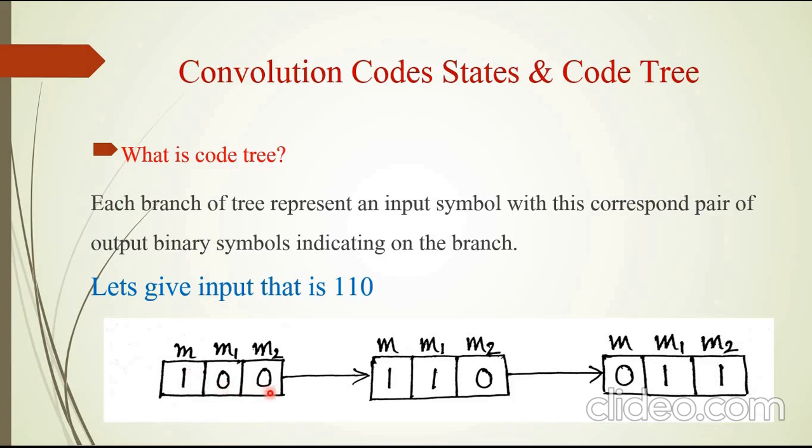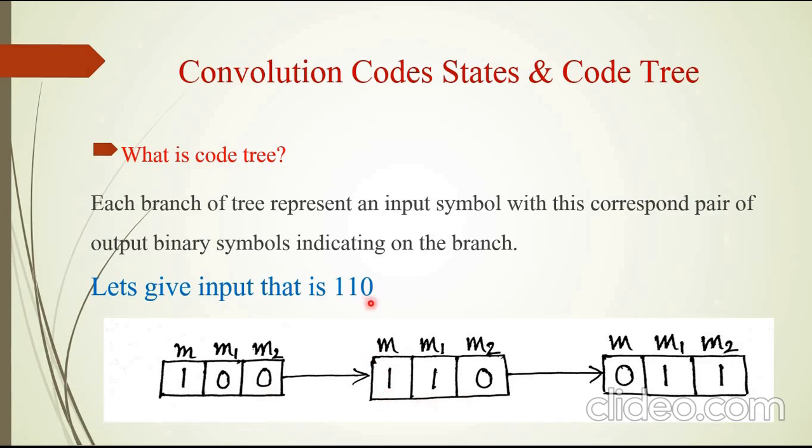Now when you insert the next 1, you will be finding this M1 and M2. So this 1 will shift here, this 0 will shift here, and this 0 will get discarded. And the current bit is 1, so here it will be 1.